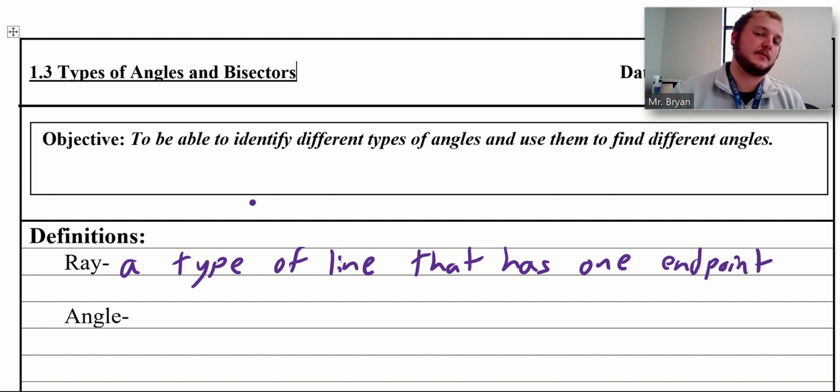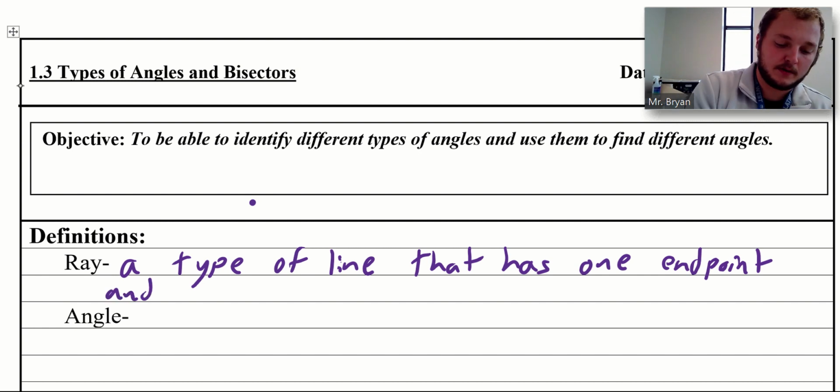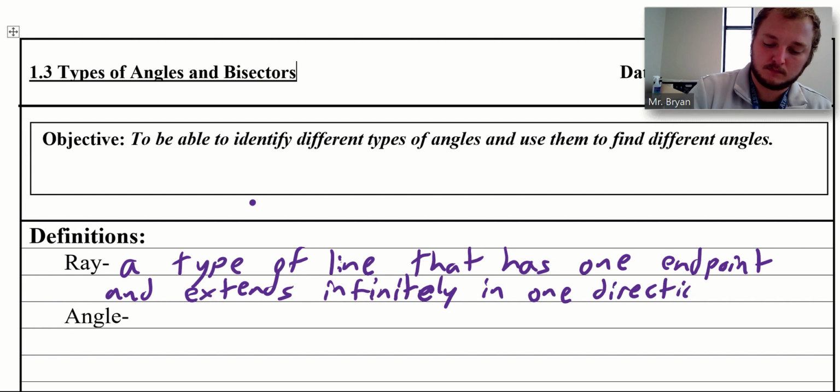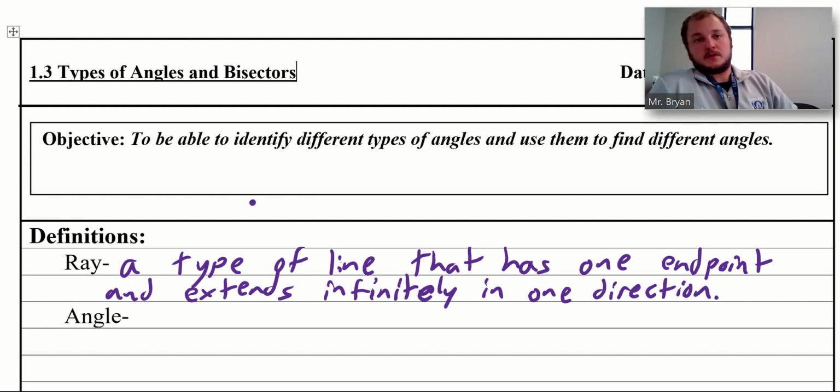So we talked about segments before. They have two endpoints. A ray just has one endpoint, and then in the other direction it just extends infinitely, in one direction. Okay, so a ray is a type of line that has one endpoint and then extends infinitely in one direction.